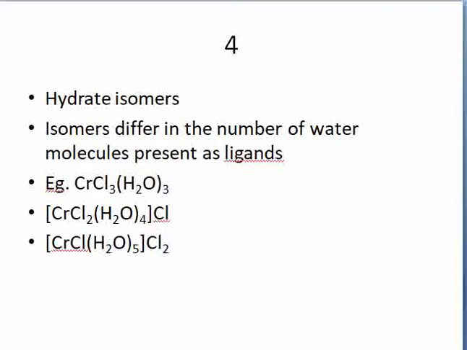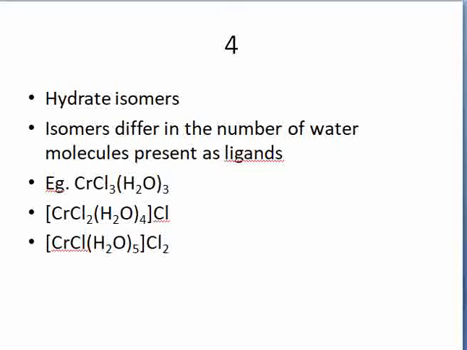Next one, hydrate isomerism. Hydrate isomers differ in the number of water molecules present as ligands. Look at the complex CrCl3(H2O)3 here: there are 3 water molecules as ligands. In the second, a chloride goes out of the ligand cage and 4 water ligands are there. In the third one, there are 5 water ligands, but the coordination number is 6, and the complex is different. This type of isomerism is called hydrate isomerism.